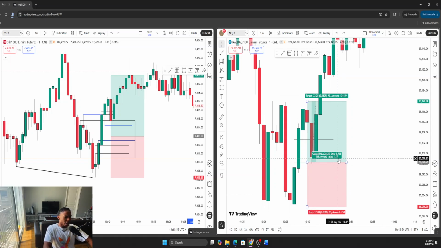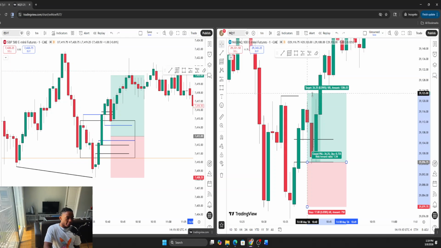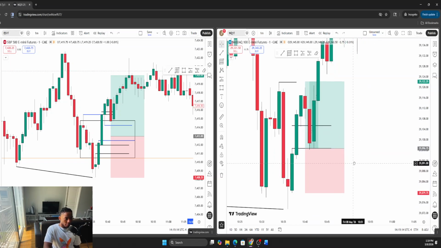Okay, but what do we do about these numbers? It's very simple. Once we get anything above a 1 to 1, which means if we can at least get a 1 to 1 within the fair value gap, we can elongate our TP to a 1 to 1.5 to compensate for that. So this is the full trade.